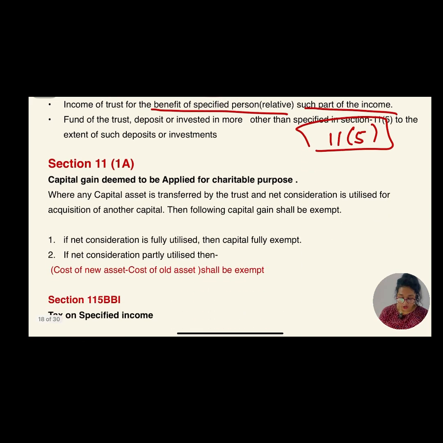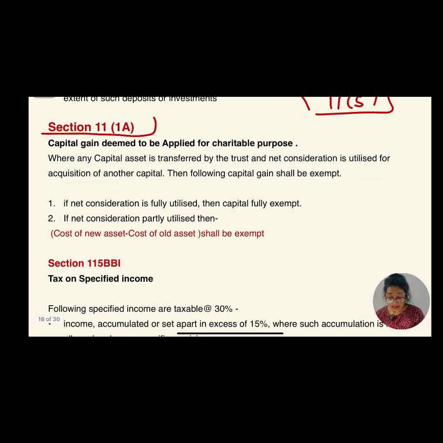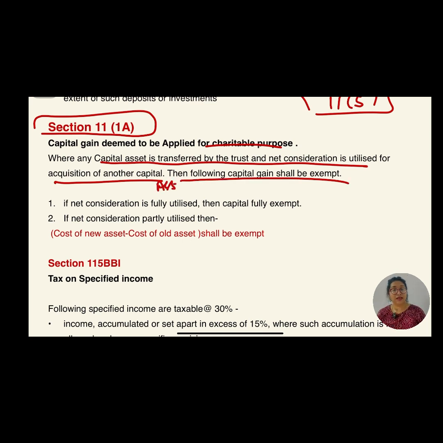So let's go for section 11 subsection 1A, which is capital gain deemed to be applied for charitable purpose, where any capital asset is transferred by the trust and the net consideration is utilized for acquisition of another capital asset, okay. In that case the following capital gain shall be exempted. If the net consideration is fully utilized, then in that case the capital gain would be fully exempt.